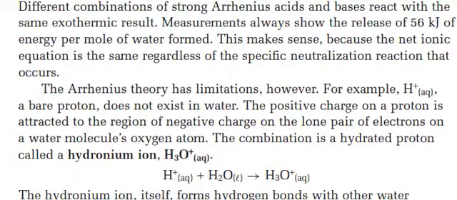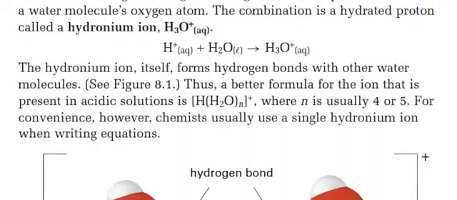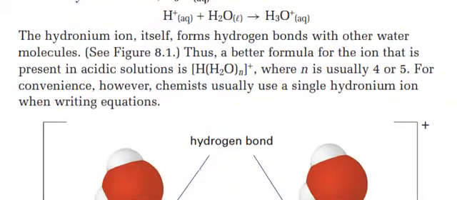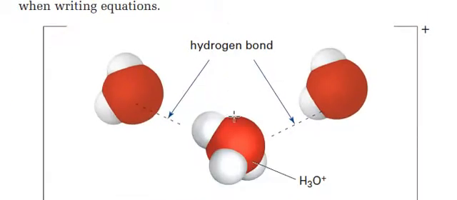So we can write the reaction like that. Proton plus water is going to be hydronium ion. As you see here, we have this kind of reaction, hydrogen bonding on the water molecules.